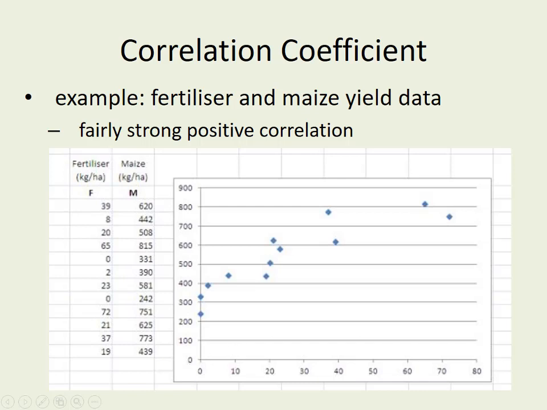So here's an example. We've got fertiliser use here, and maize yield data here. So as you imagine, as you put on more fertiliser, you get more maize. So it's a fairly strong positive correlation. There's the figures there. And then this is how you would work out from this data a correlation coefficient between these two things, the steps you would do.